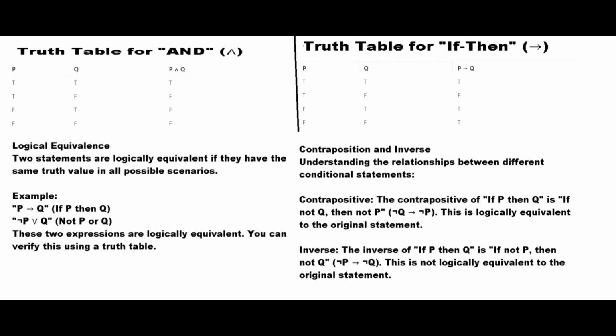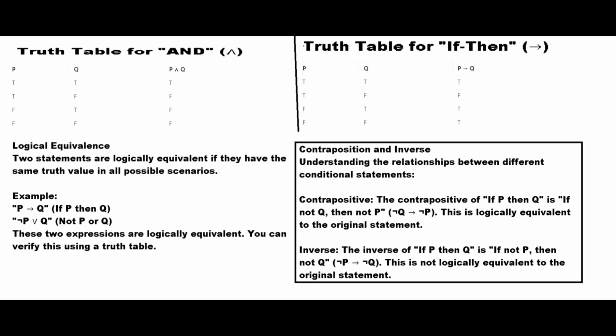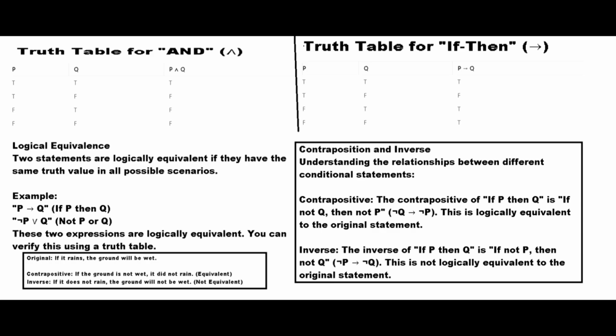I am not going to elaborate the table. You can watch several videos, but I am just going to put it around the corner so you can see it. Contraposition and inverse. The contraposition of if P then Q is if not Q then not P. Let's see this with an example. Original: if it rains, the ground will be wet. And the contrapositive is if the ground is not wet, it did not rain. This is if P then Q to if not Q then not P. Contraposition is always logically equivalent to the original statement.